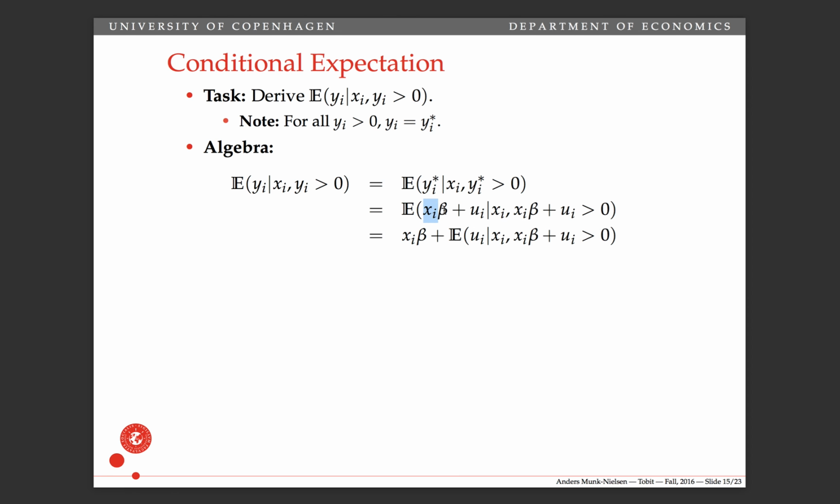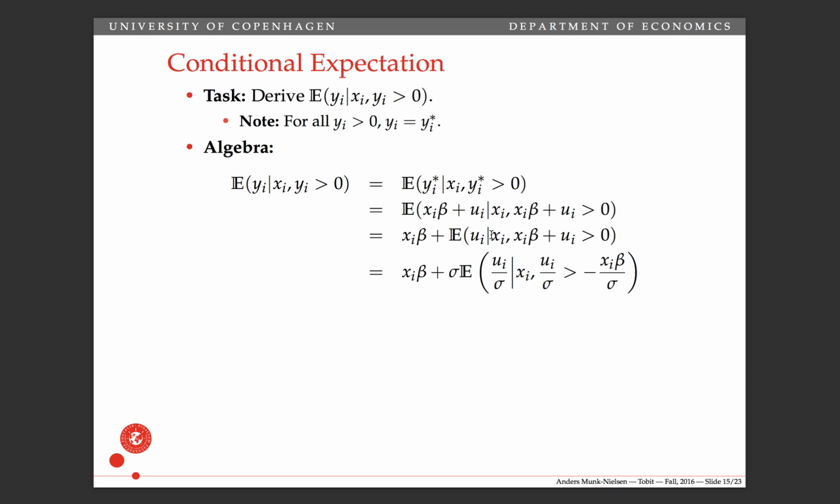Take this x beta outside of the expectation, and we can do that because we're conditioning on x. Beta is just a number, and when we condition on x, x is also just a number, so they pass out of the expectation. Okay, so now we have the expectation of u conditional on x and x beta plus u being positive.